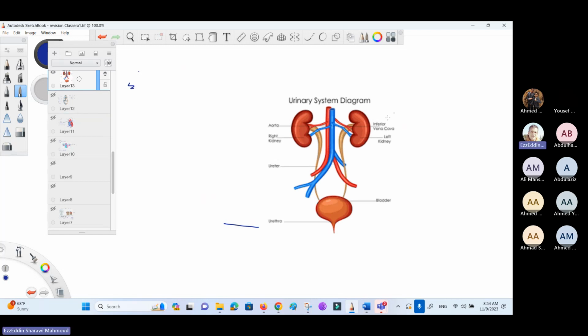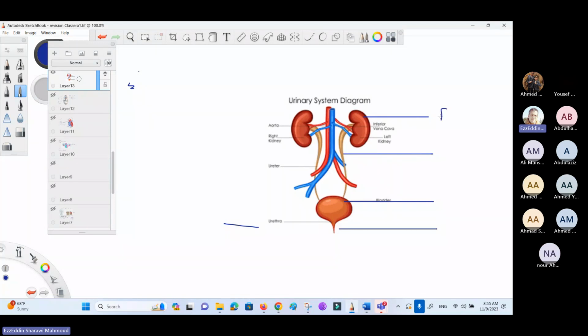Urinary system, you should remember in our session today, the urinary system includes two kidneys, two ureters, one urinary bladder and one urethra. Again, two kidneys, two ureters, one urinary bladder, and one urethra. Quickly, what are the differences between them, or what are the functions?